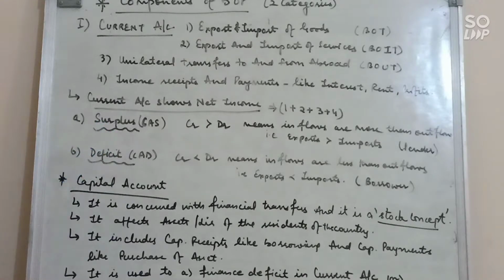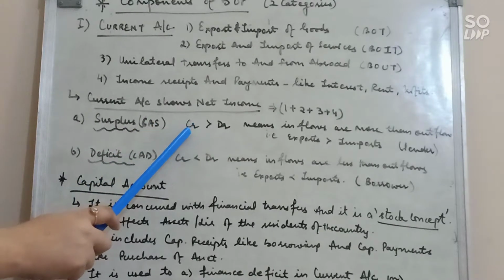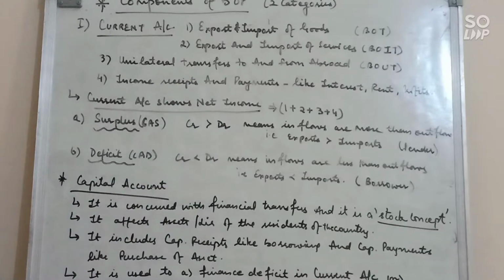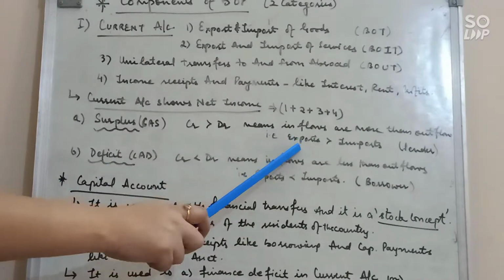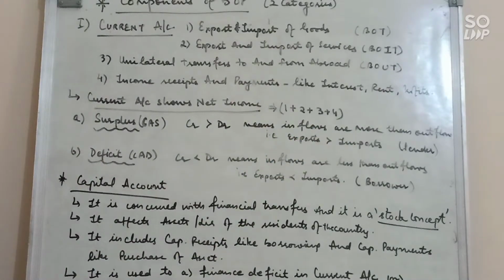Surplus current account means CAS, current account surplus. Current account surplus arises when credit transactions are more than debit transactions. It means credit side is more than debit. It happens when inflows are more than outflows. It indicates exports are more than the imports, and we mean the resident of a country is a lender to the rest of the world.